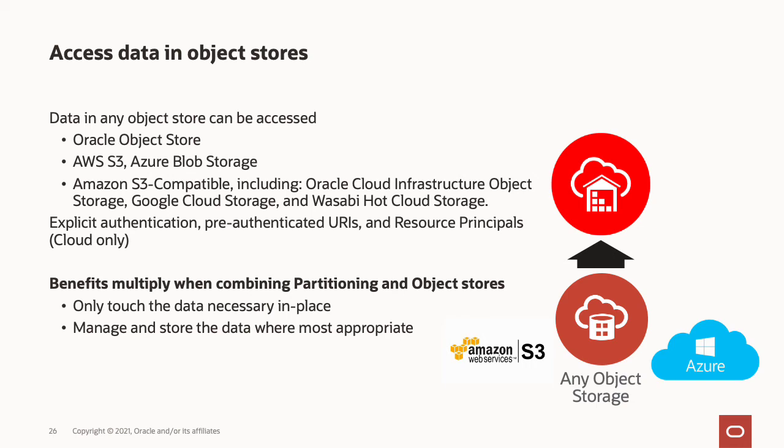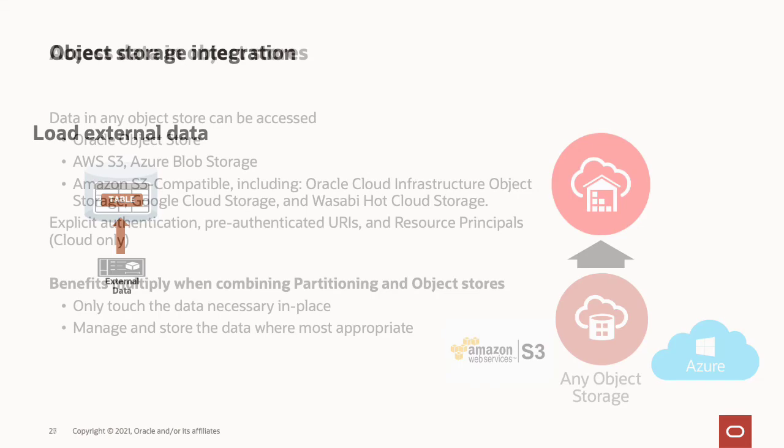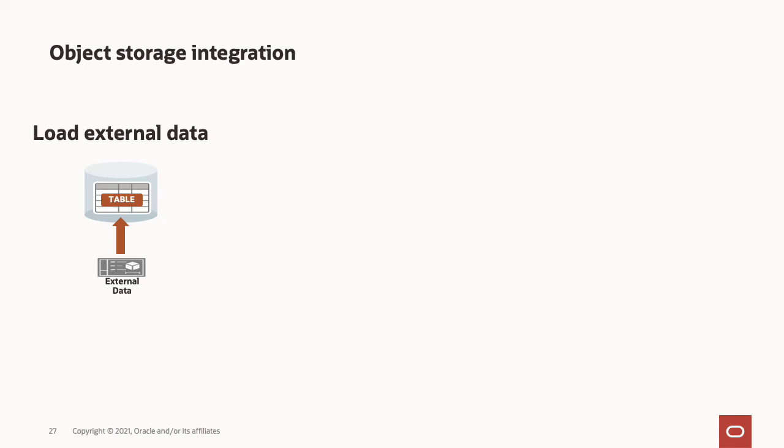So what does object store integration look like? Well, the most simple case is you want to actually load data that is stored in the object store. The database enables you to just access the object store and load data as is. At this point in time, the benefit of partitioning isn't really in place. But what does it mean to actually access this data instead of loading it into the database for processing?